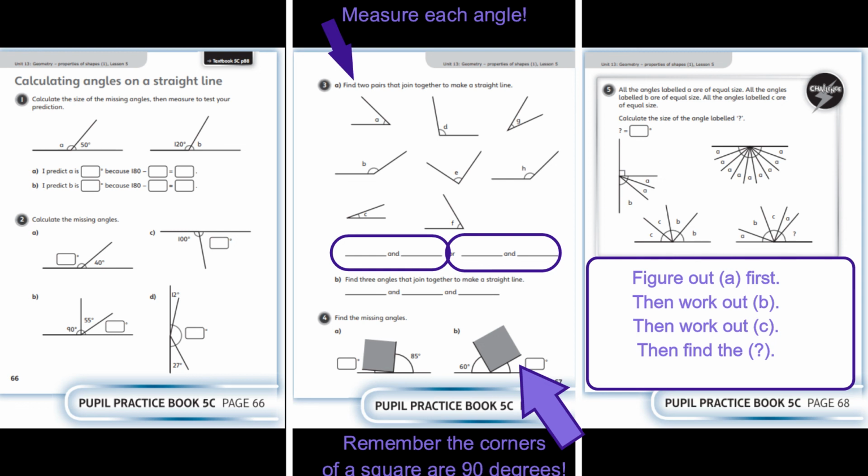Go to the left side and work out what the B angle is. Then when you know what A and B are, go ahead and work out what C is. And then when you know what A, B, and C are, you'll be able to find what the question mark is. So this is just a longer process. It's not super hard. And as always, I want you to do that reflection at the bottom.